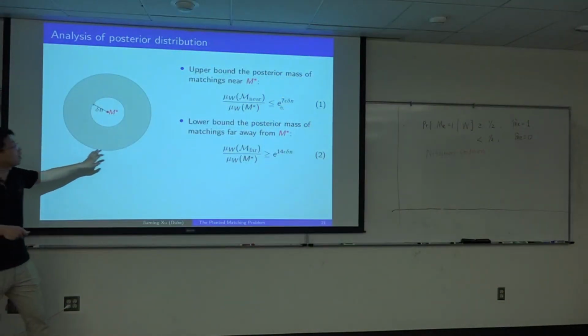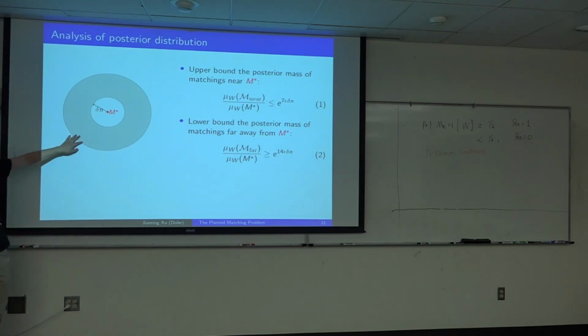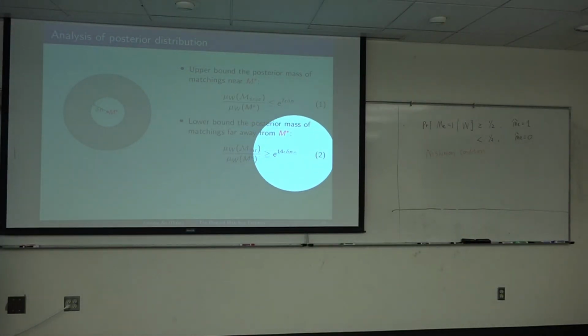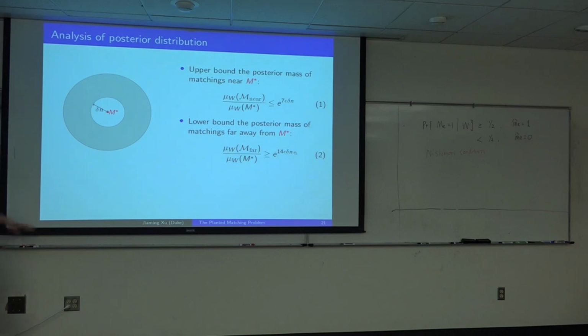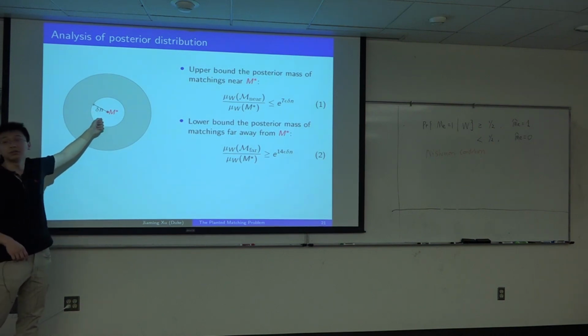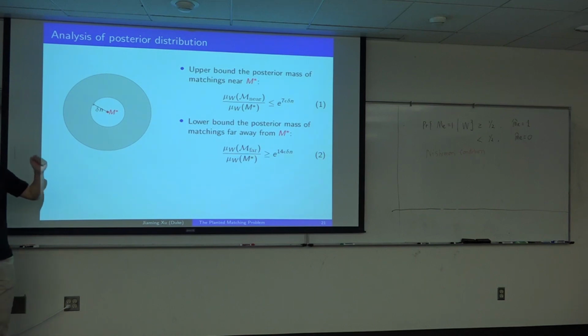And now if I can also lower bound the posterior mass of the matchings that are far away from m star, again normalized by the posterior probability of m star, as bigger or equal to exponential 14 epsilon delta times n, if I can show both, then what does it mean? That means you have exponentially more posterior mass in the gray region compared to the white region, right? So if I just randomly sample one matching from this posterior distribution, very likely I will land in this gray part. Does it make sense?